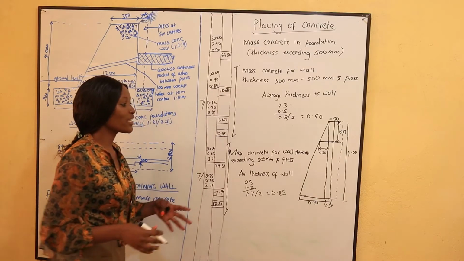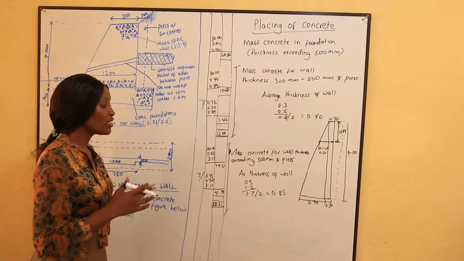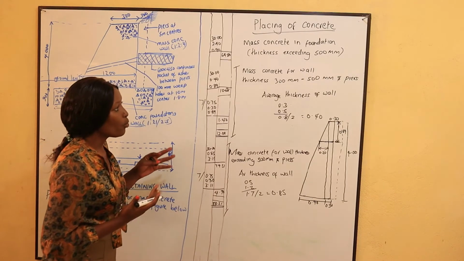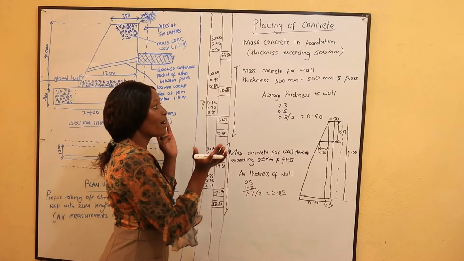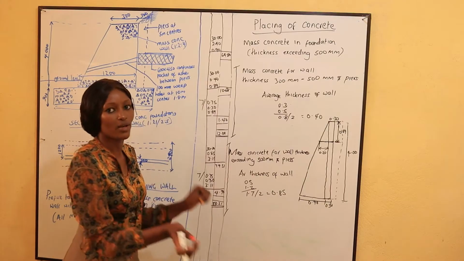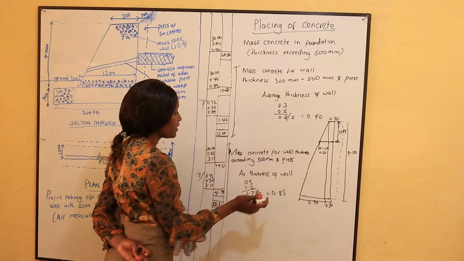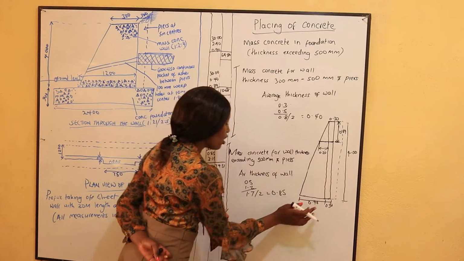Then we go to the next thickness, which is exceeding 500 mm. Remember, it's only for the wall that you do the thickness separately. The thickness up to 500 mm, then the one exceeding 500 mm. So mass concrete for wall thickness exceeding 500 mm and piers. So it's this part now.